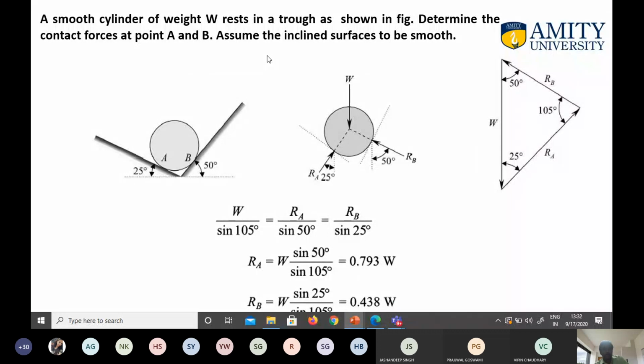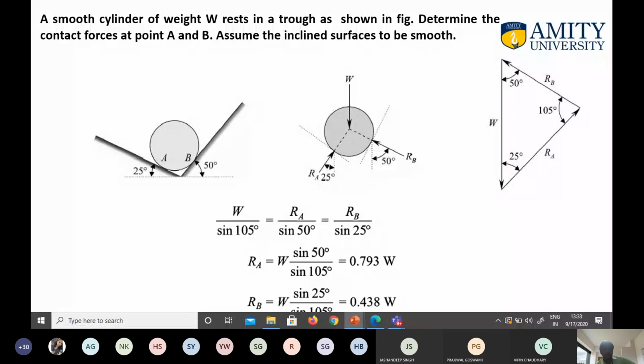A smooth cylinder of weight W, we will assume some weight here, is in a trough. This is a V groove or a trough, as shown in the figure. Determine the contact forces at the points A and B, assuming the inclined surfaces to be smooth. Means this surface and this surface both are smooth. There is no friction involved between these two surfaces.